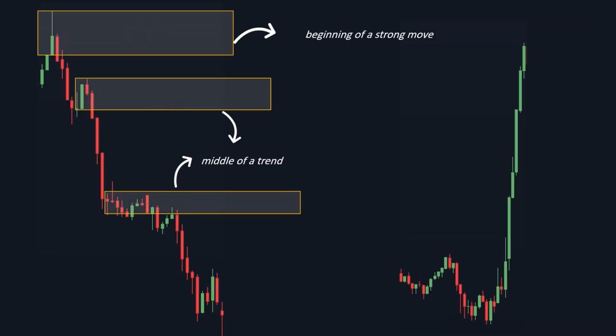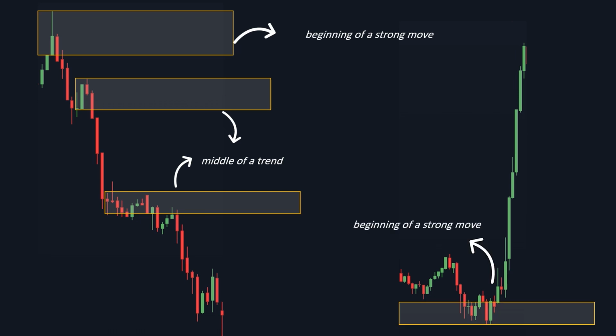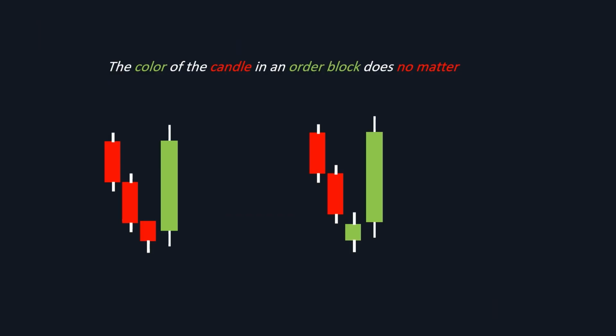Order blocks can appear at the beginning of a strong move or even during the middle of a trend. They're often marked by a candle that stands out. Sometimes it's the same color as the trend, and sometimes it's the opposite. The color of the candle in an order block does not matter.